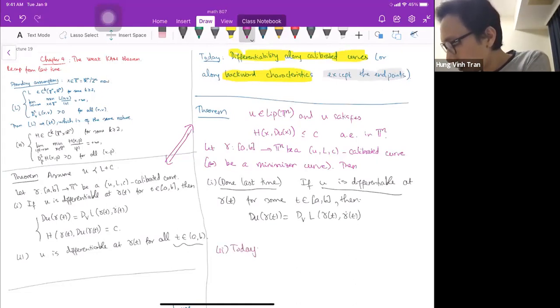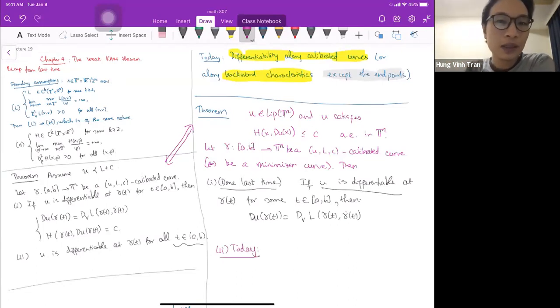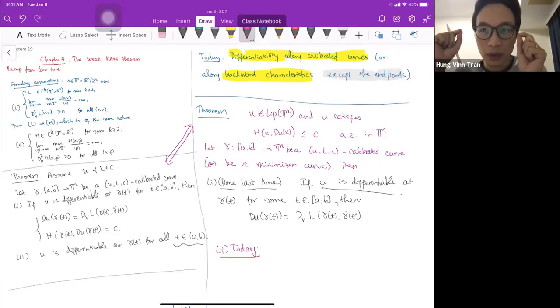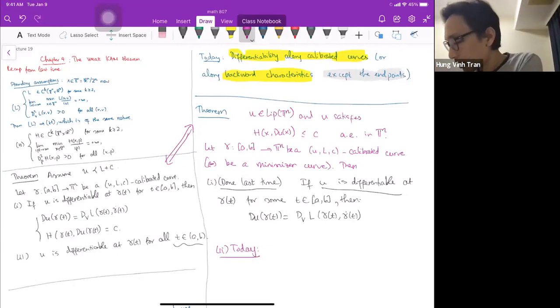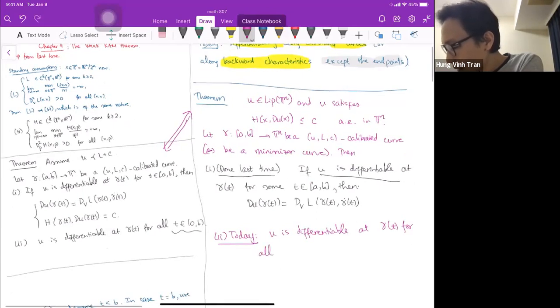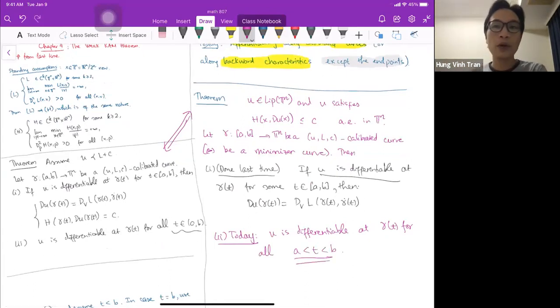So the main goal for today is exactly the statement I said earlier, that u is differentiable along this calibrated curve, except possibly at the two endpoints. It might or might not be differentiable at the two endpoints. We don't know, but we know for sure that it's differentiable in between. That u is differentiable at gamma(t) for all a less than t less than b. This is really important that we don't include the endpoints.